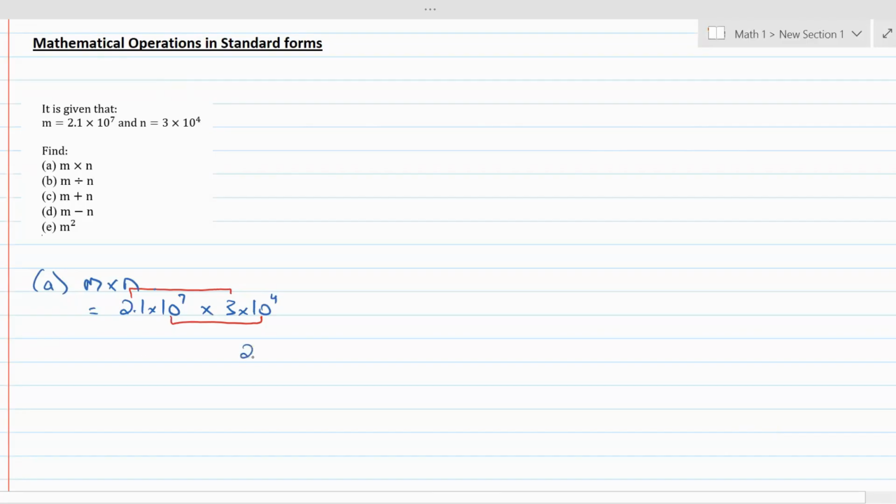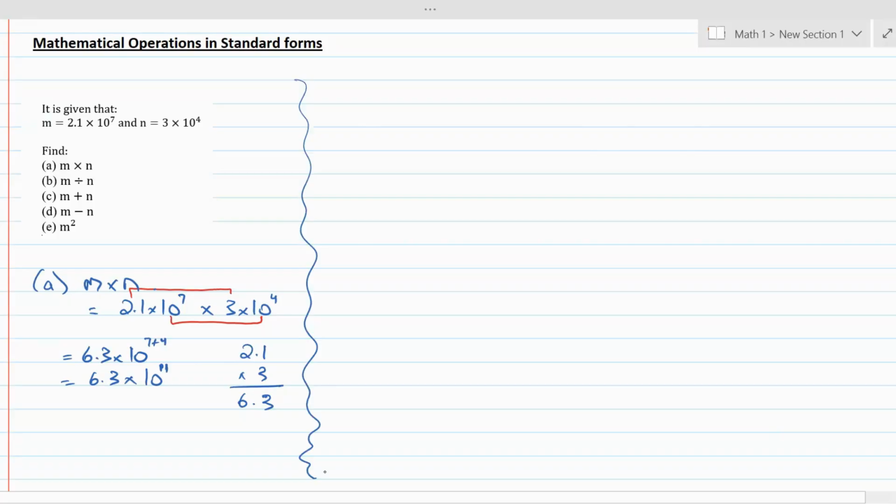So 2.1 multiplied by 3, we get 3 and 3 twos are 6, so we're getting 6.3. So the number part would be 6.3. And for the tens part, as per the rules of indices, since these are the same bases in multiplication, the powers are to be added. It would be 7 plus 4. And we'll get 6.3 into 10 raised to the power 11. So after multiplication, we have got this result as the standard form. So this was all about multiplying numbers in the standard form.